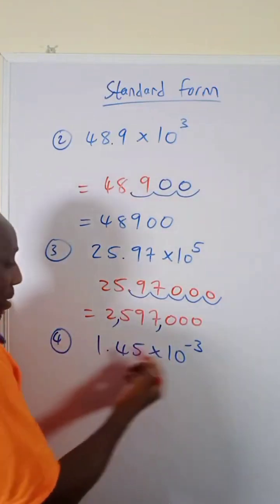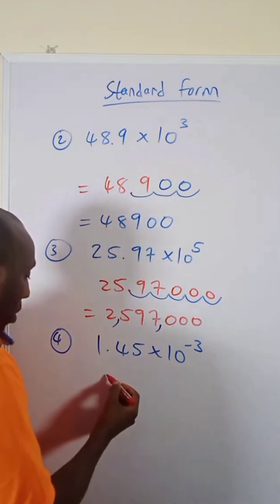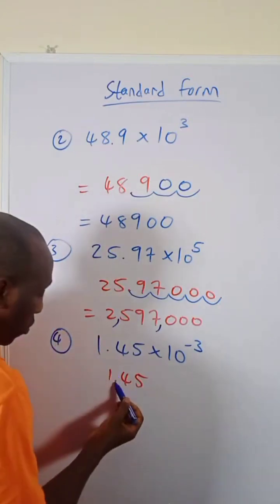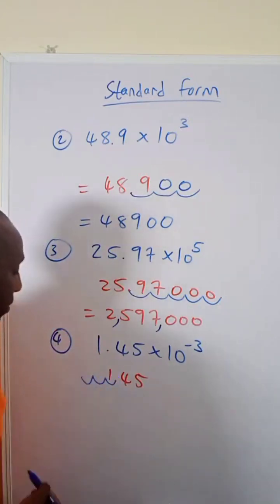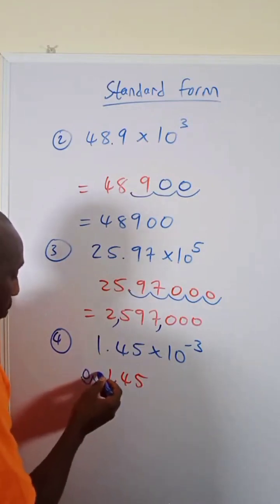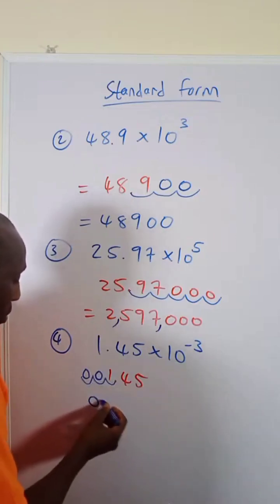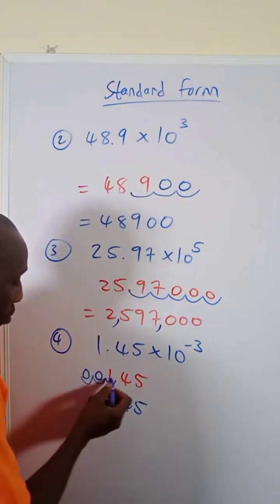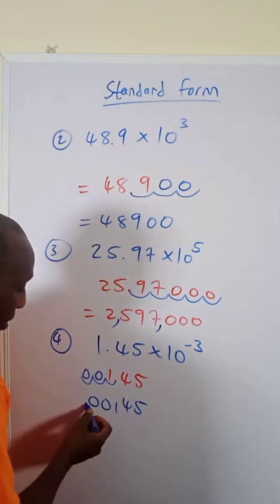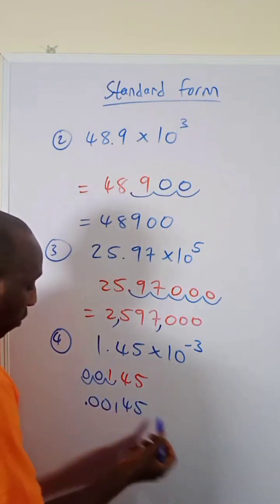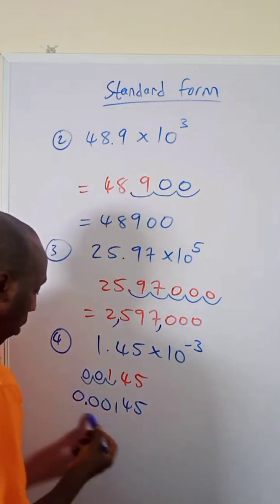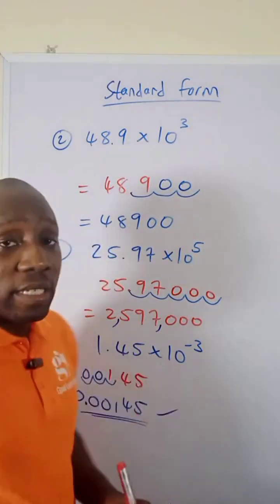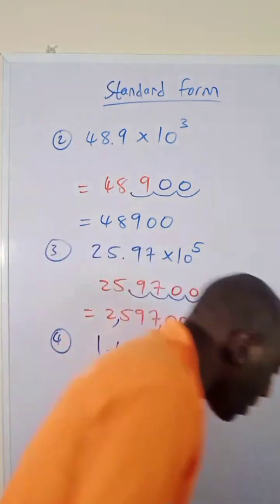So we're going to shift it to the left. How many times? 3 times. So let me just write it, 1.45. We go to the left 3 times. From here, we do 1, 2, 3. The empty spaces, put zeros here. So you have 0, 0, 1, 4, 5. We can put our decimal point here because we shifted it from here to this point. So you have 0.00145. This is in ordinary form, while this is in standard form. I hope this makes sense, guys.